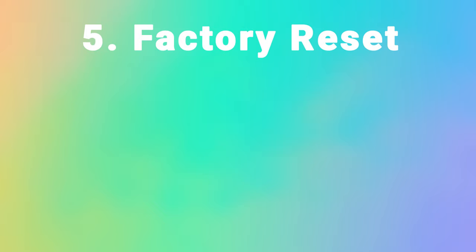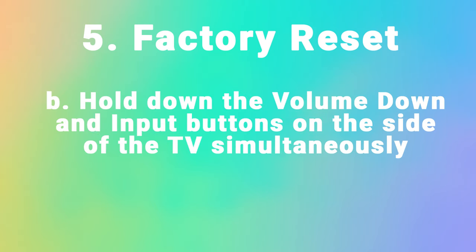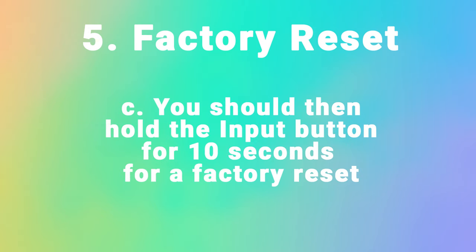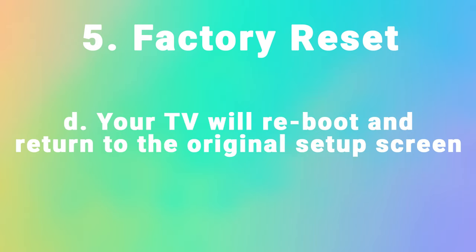You can also try factory resetting your TV. This deletes any personalization settings, but it's worth a shot if the other methods haven't worked yet. So switch the TV on, hold down the volume down and input buttons simultaneously. After a few seconds, you get an on-screen pop-up. And this will usually tell you to then release those buttons and then hold the input button for a further 10 seconds and you'll get a factory reset. Your TV will reboot and return to the original setup screen.